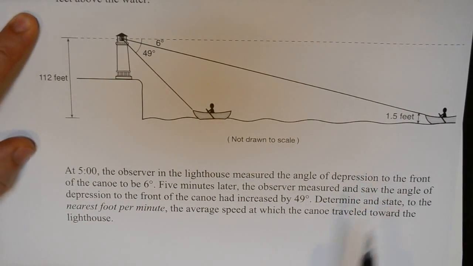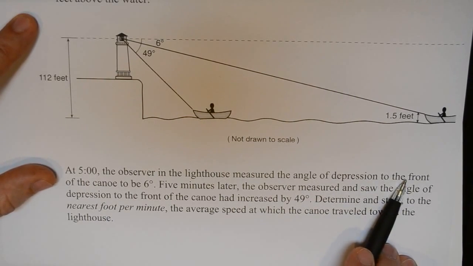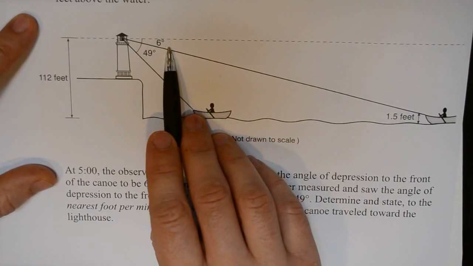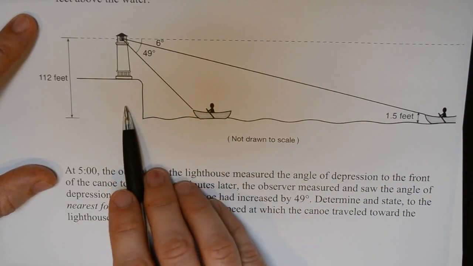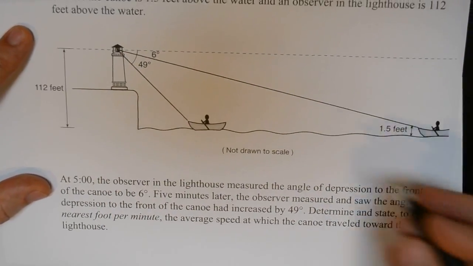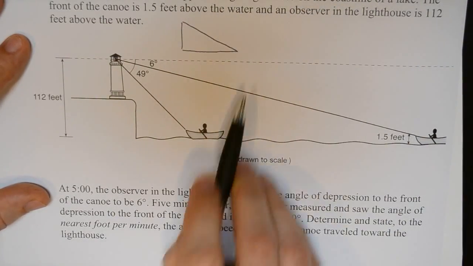So let's see. At 5 o'clock, the observer in the lighthouse measured the angle of depression to the front of the canoe to be 6 degrees. So that's here. Now, that's going to form a triangle. That's going to allow me to figure out distances. So before I go any further, I'm going to draw that triangle. Right? So this is down to the canoe.